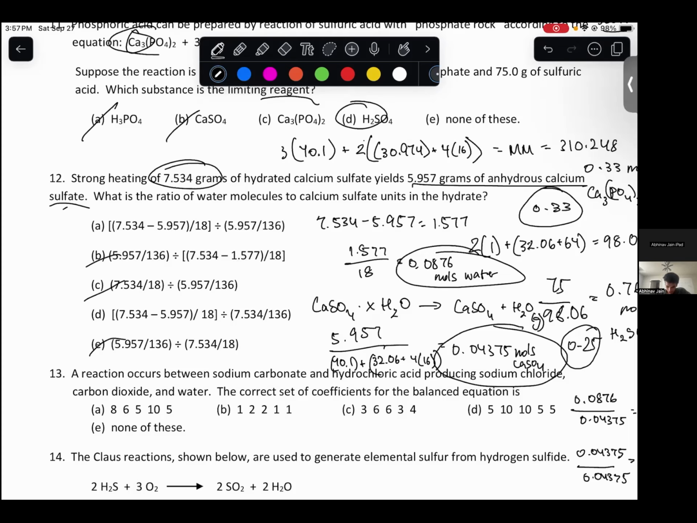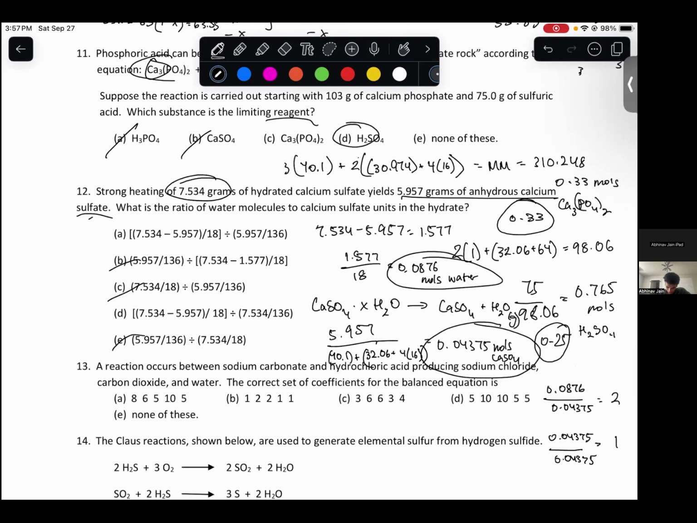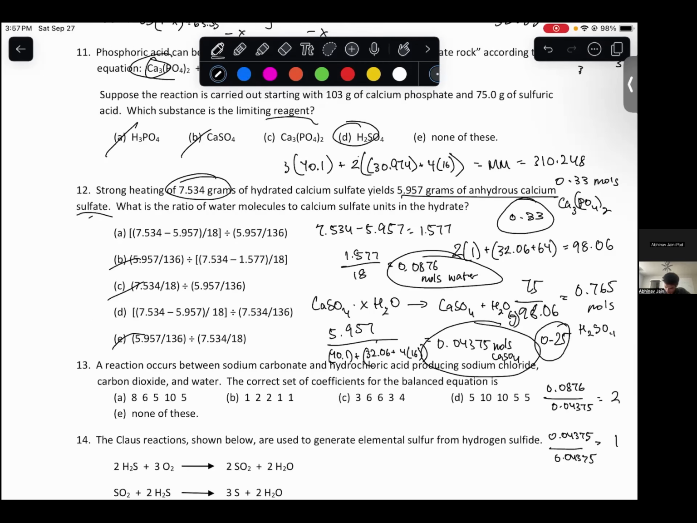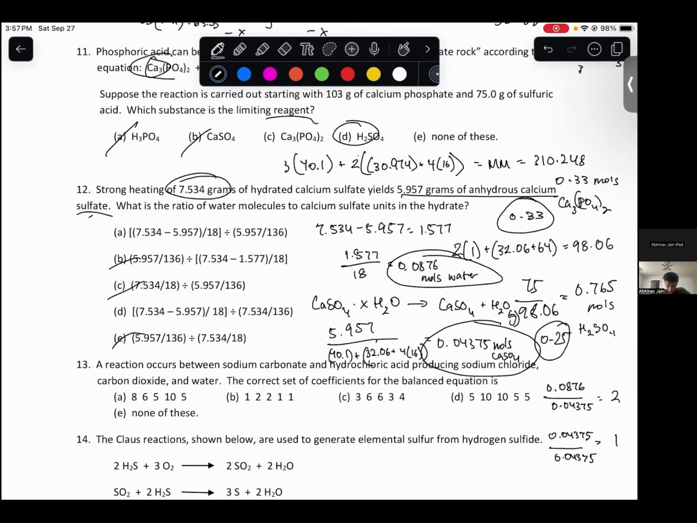And then obviously the moles of calcium sulfate, we found that the molar mass of calcium sulfate was 136.16, and there was 5.957 grams of it. So we can say that we did this equation. If you calculate all this out, we'll get the same answer of 2. So the answer is A.